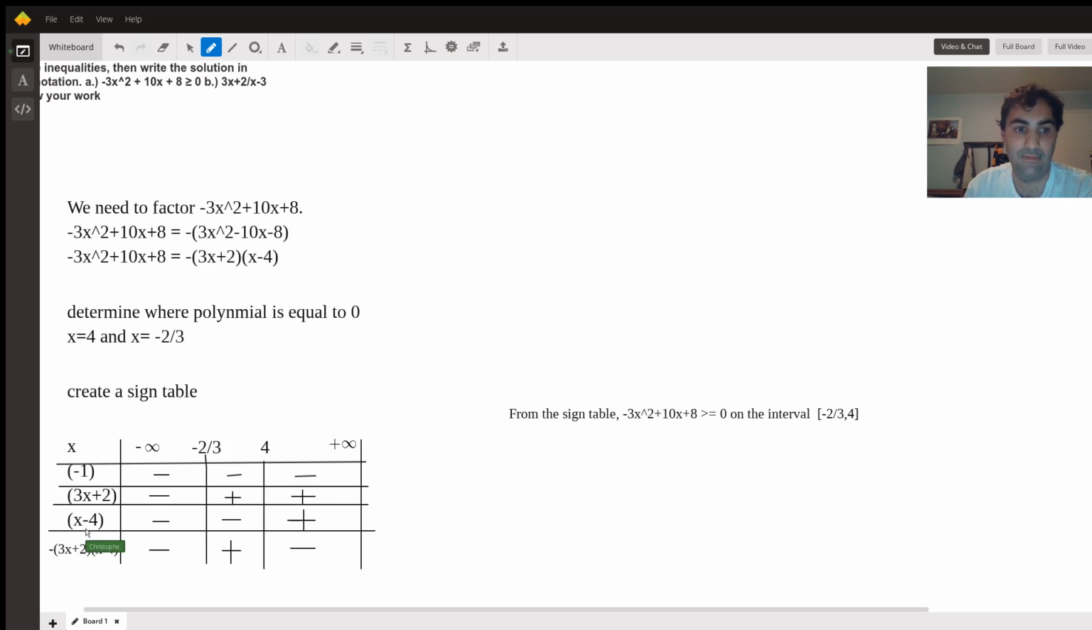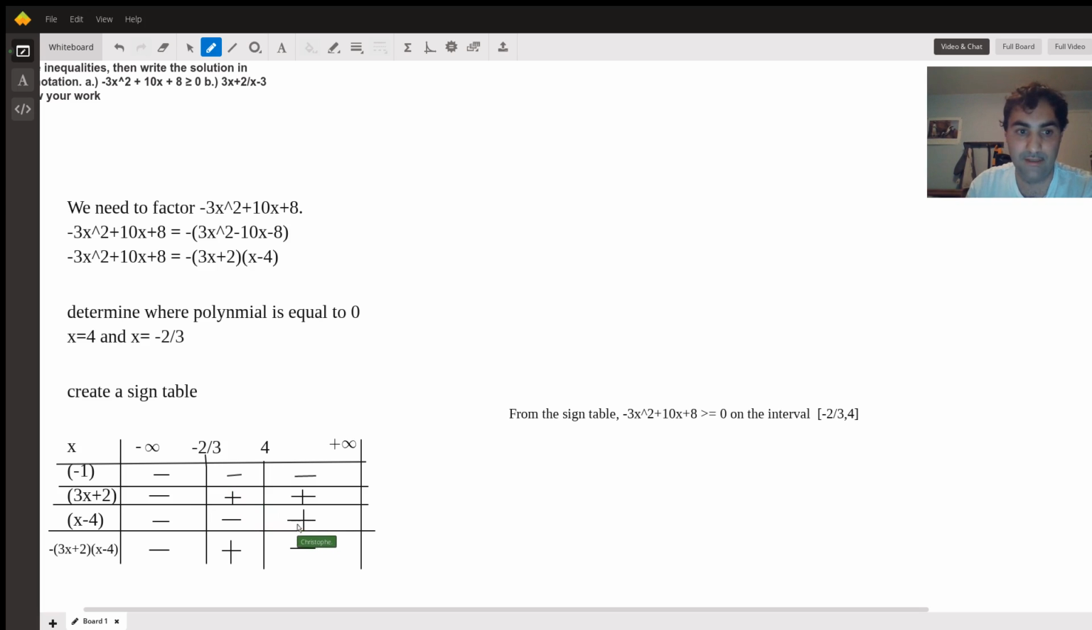Then we do the same thing with the x - 4 factor here. It's going to be minus here when x is equal to 0. This is equal to -4, so this is going to be negative. Remember, x equals 4 is when this is 0, so this changes from negative to positive at x equal to 4.